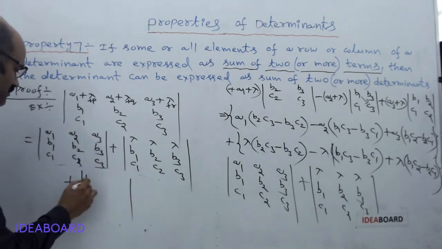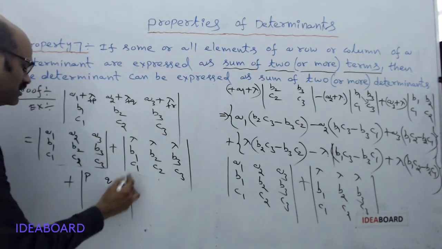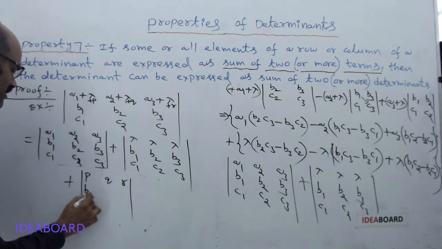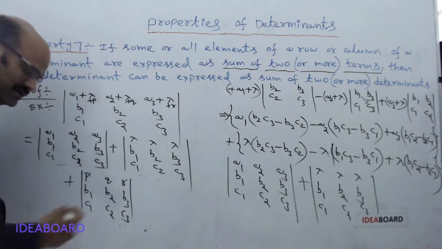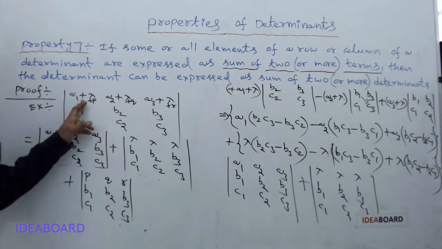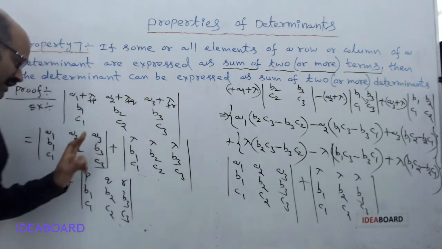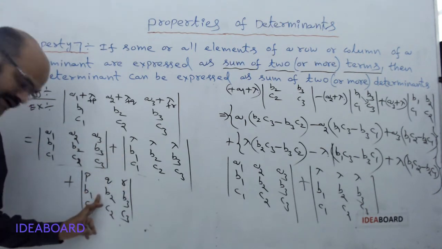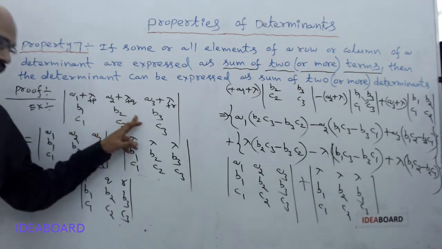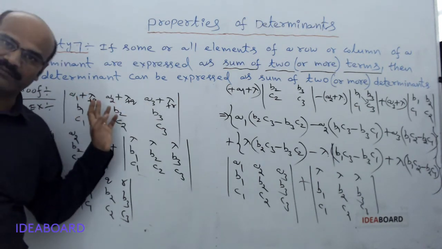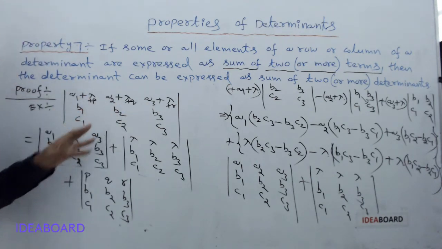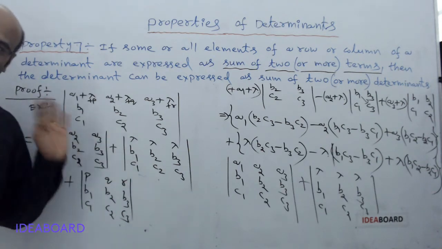We have P, Q, R. Next we have B1, B2, B3, C1, C2, C3. If it is the sum of three elements, then we will get the sum of 3 determinants. If it is the sum of 2 elements, if each and every element of any row is the sum of 2 elements, then it is the sum of the 2 determinants.